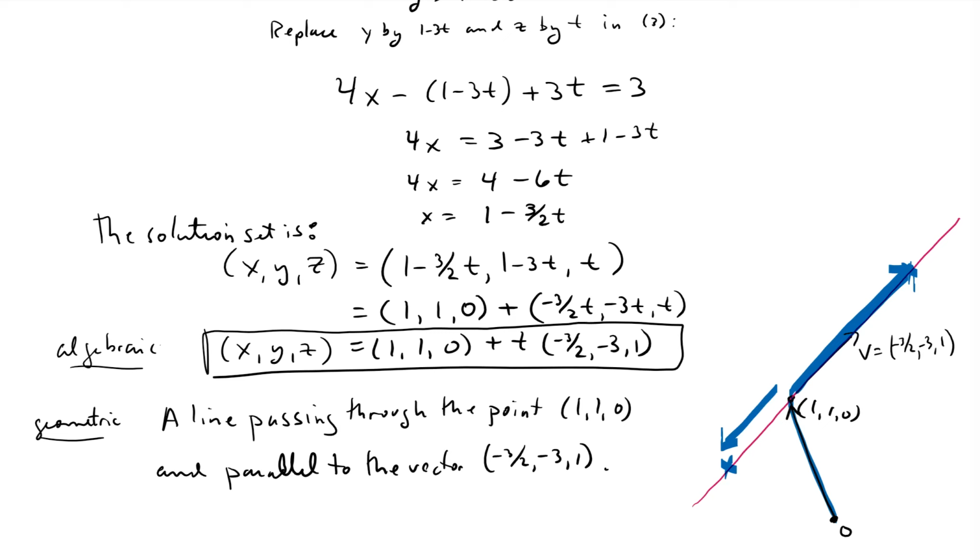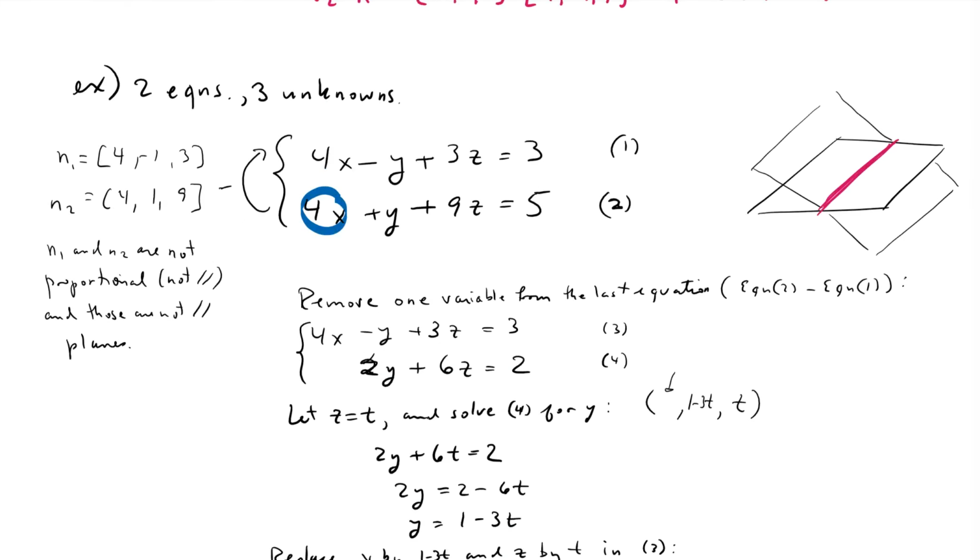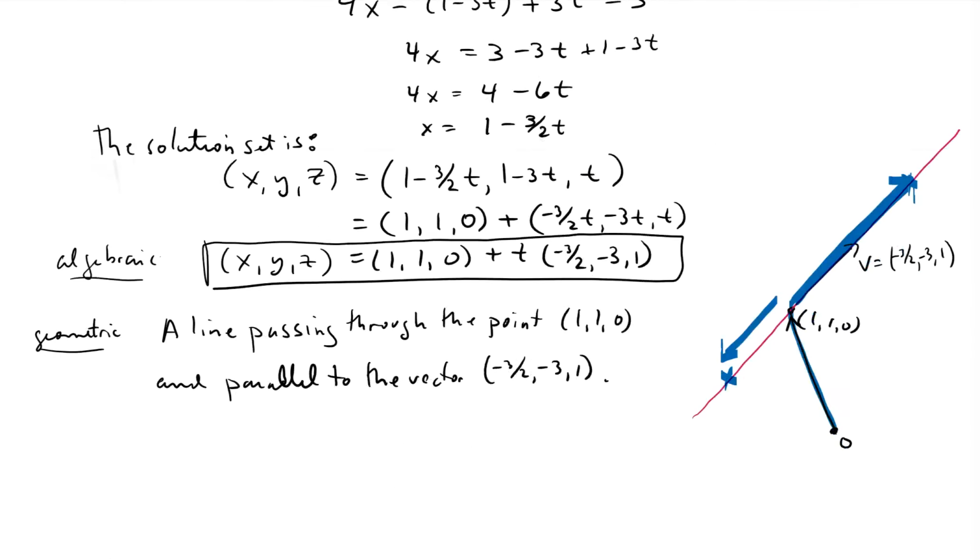So this is our solution set, and we're getting a line. By the way, it's not surprising. This is what we were expecting. Remember, we're expecting to get a line here for our solution set because we've got 2 non-parallel planes intersecting. Okay.